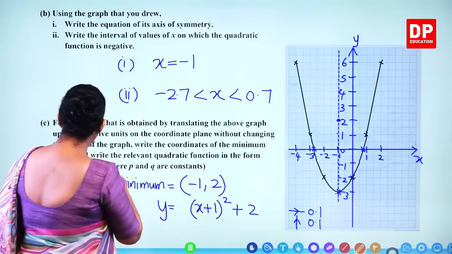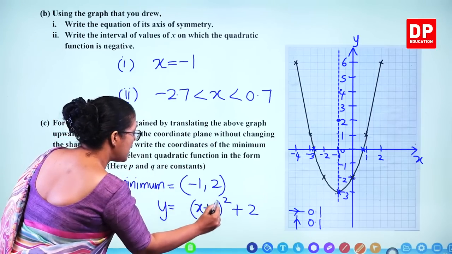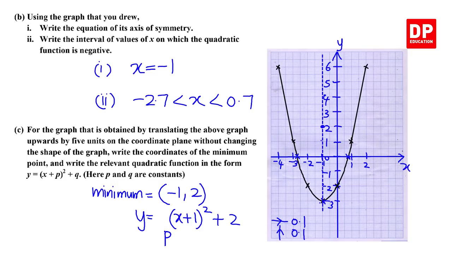So what's the p value here? P is this value. P is 1. And q is 2.